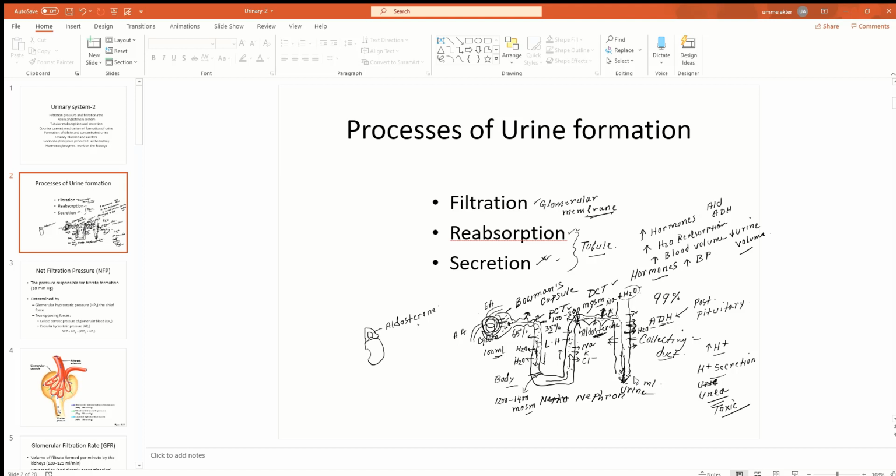So secretion helps to excrete the chemicals, and reabsorption helps to preserve the chemicals in the body. So those chemicals your body needs will be reabsorbed. Those chemicals your body needs to excrete should be secreted into the nephron. Okay.